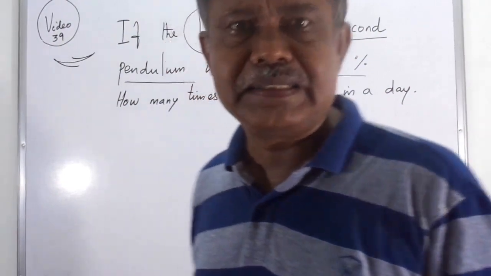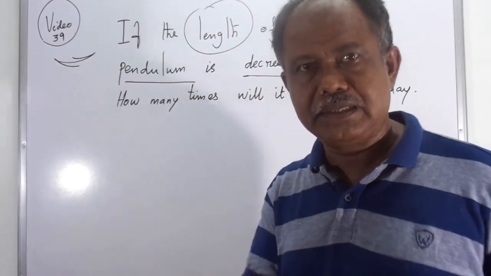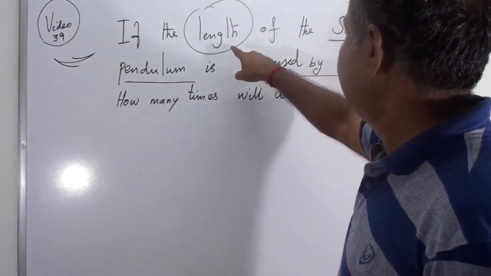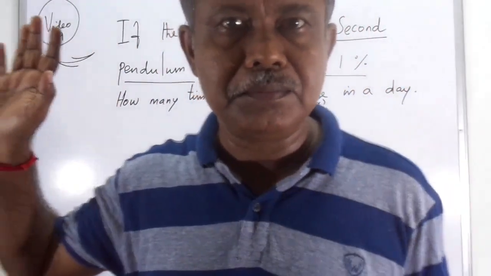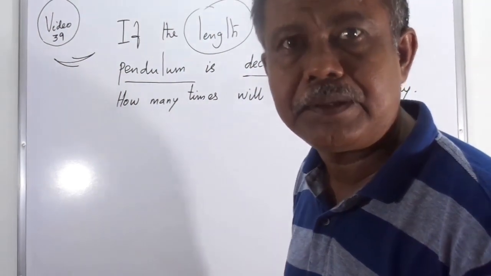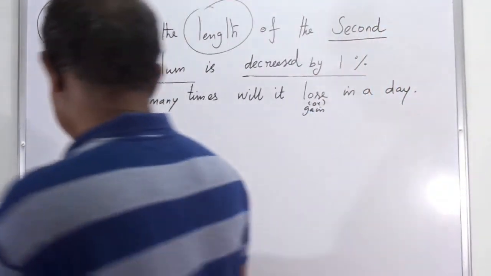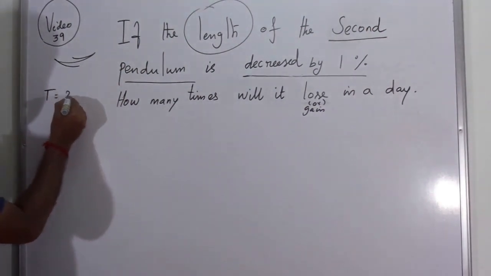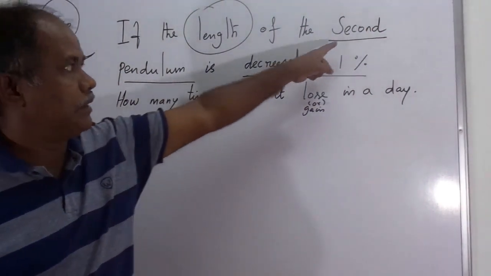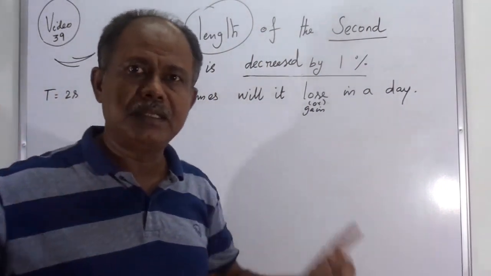Now we are going to discuss the same problem, but the only thing is the length of the pendulum. What type of pendulum? It's a second pendulum. A second pendulum has time period T, that is T equal to 2 seconds. Second pendulum means time period is 2 seconds.